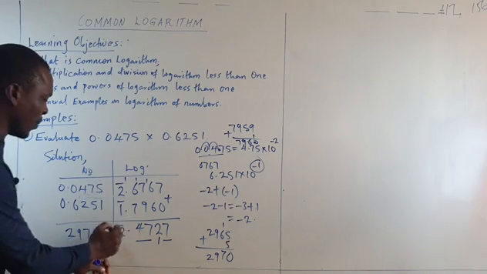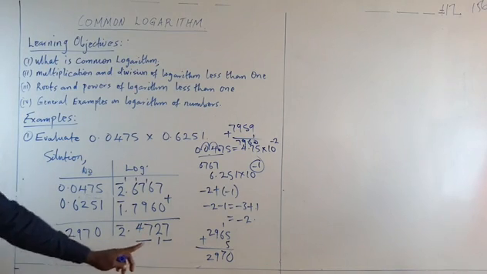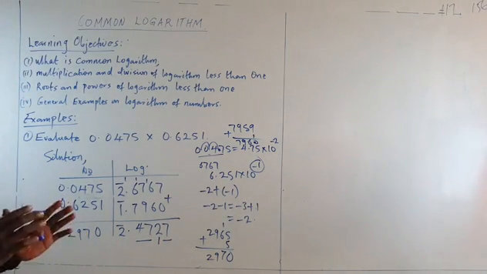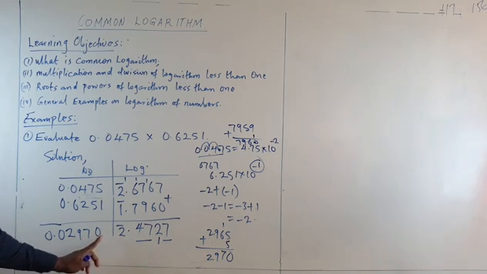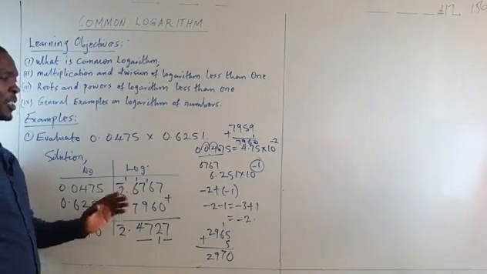But the work of this bar 2 is to tell us the number of the 0 the final answer is going to attract. Since we have bar 2 here, which means we are going to have 2 digits of the 0. So which is going to be 0.02970. So the final answer to this question is 0.02970.